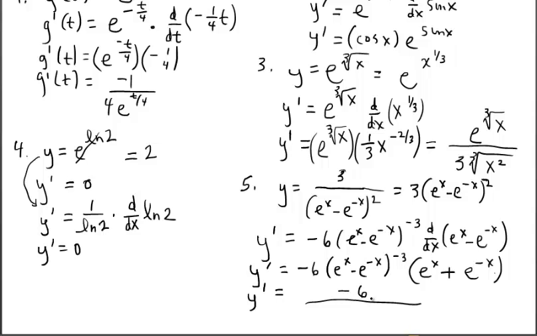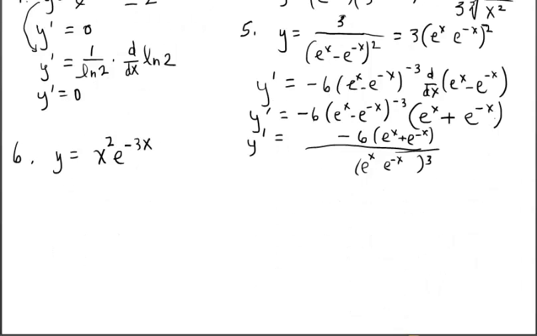Negative 6 stays in the numerator. Ooh, I should have moved that over. e to the x plus e to the negative x remains in the numerator. But I'm going to bring this factor down here to make its exponent positive. Okay, and let's take a look at one more. I just added it over here, number 6. All right, we need to find this derivative.